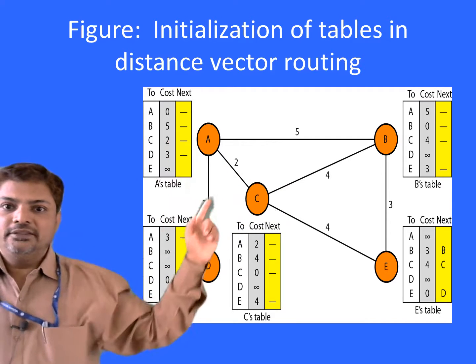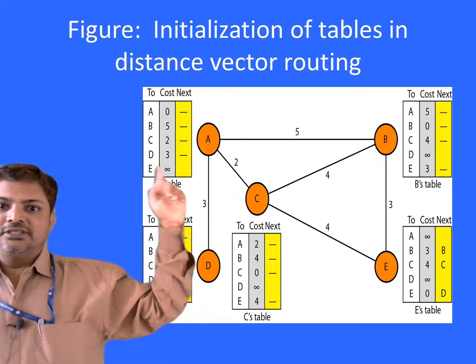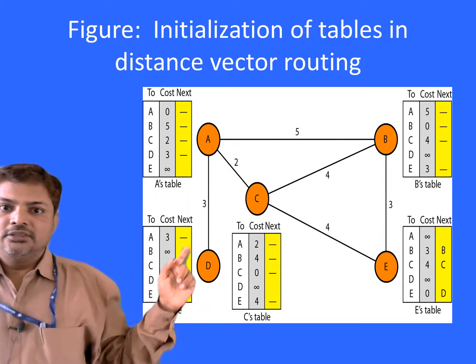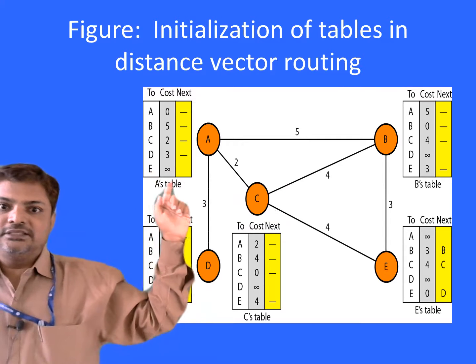From A to C, the cost is 2, so we can write A to C, the cost as 2. From A to D, the cost is 3. We can write A to D, the cost as 3.